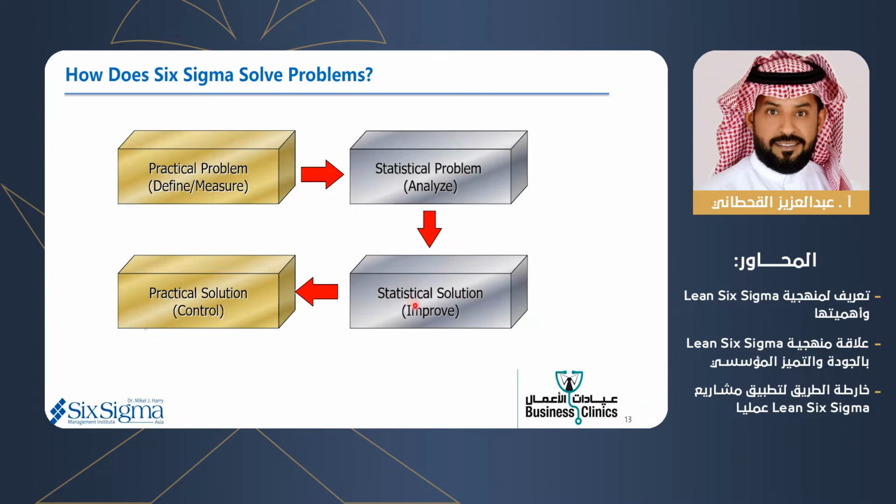Once we find out and prove by statistics that the solution is related to this problem, then we will find a practical solution to control it. Like we develop procedures, we train the team, we make the solution practical so that it can be implemented. This is just a summary of how Six Sigma solves the problem. This is a very important equation. We will talk about it in the next slide.